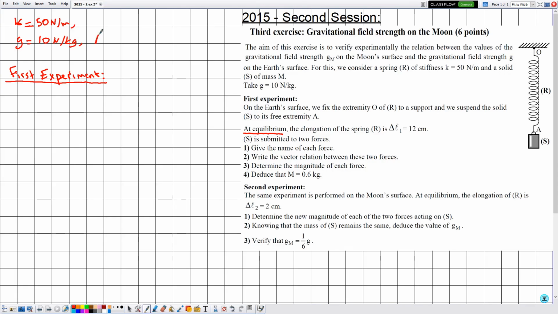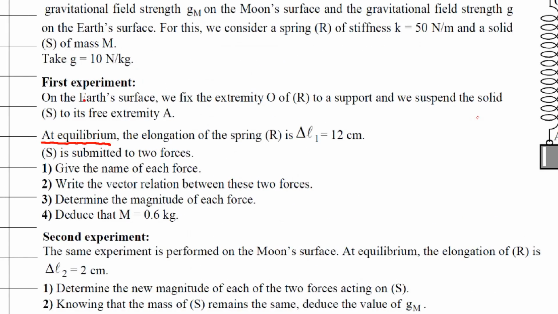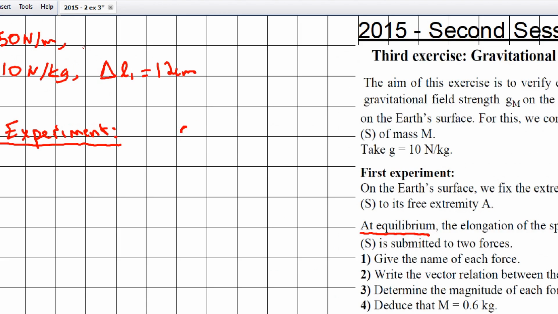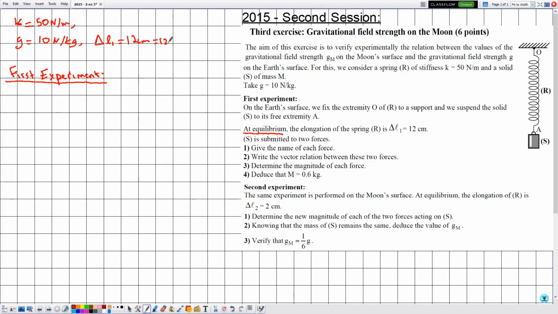So let me write here that delta L1 is equal to 12 centimeters. So this experiment being performed on the Earth's surface, knowing that centimeter is not the SI unit of length, in order to convert from centimeter to meter, we divide by 100, then 12 divided by 100. So the elongation delta L1 is given by 0.12 meters in the SI.